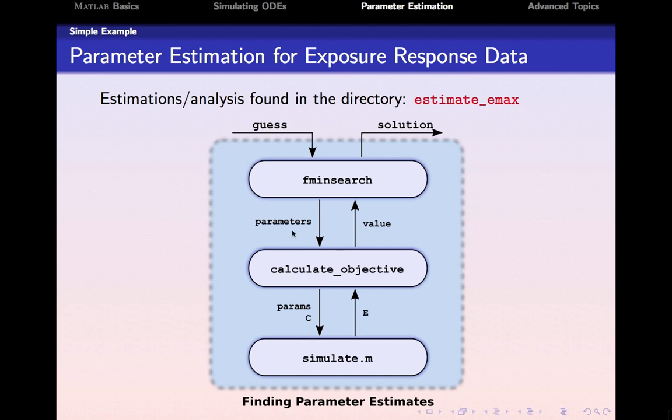So there's basically three functions that are operating here. You have fminsearch, which is a built-in MATLAB function, and you have calculate objective, and you have simulate, and these two things are functions that I've created. So I've created a function to simulate my system forward in time, and I've created a function that will take my simulated values and compare them to my observed results and calculate some objective function value. So this is how we're going to fit the exposure response data that I showed you originally.